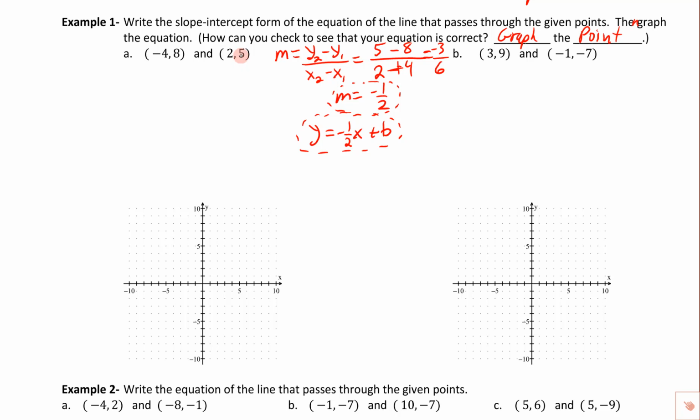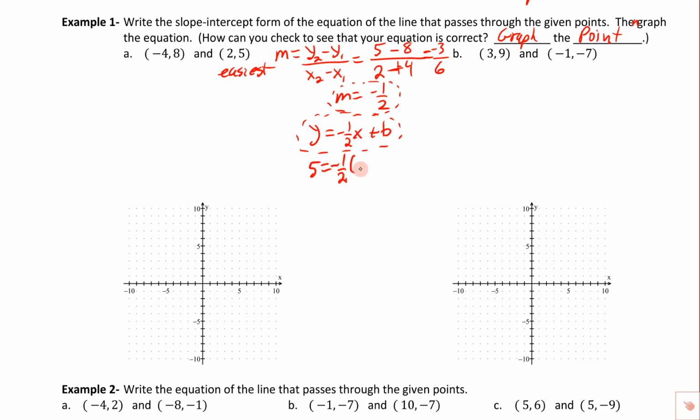Now on the first one, I'm going to do it with both just to double check, but I am going to say this. Plug in the easiest one. I'm going to say that this is the easiest. The reason it's the easiest is because they're all positive and we tend to make fewer mistakes working with positives. So I'm going to put the 5 in for the y.